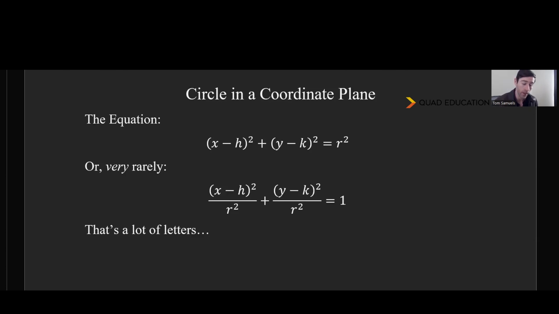So the equation is (x - h)² + (y - k)² = r². And that is what you will see 99.9% of the time. There is another form of a circle in a coordinate plane equation, and that's (x - h)²/r² + (y - k)²/r² = 1. That's the same thing, just everything's been divided by r², but you're going to see the first one.